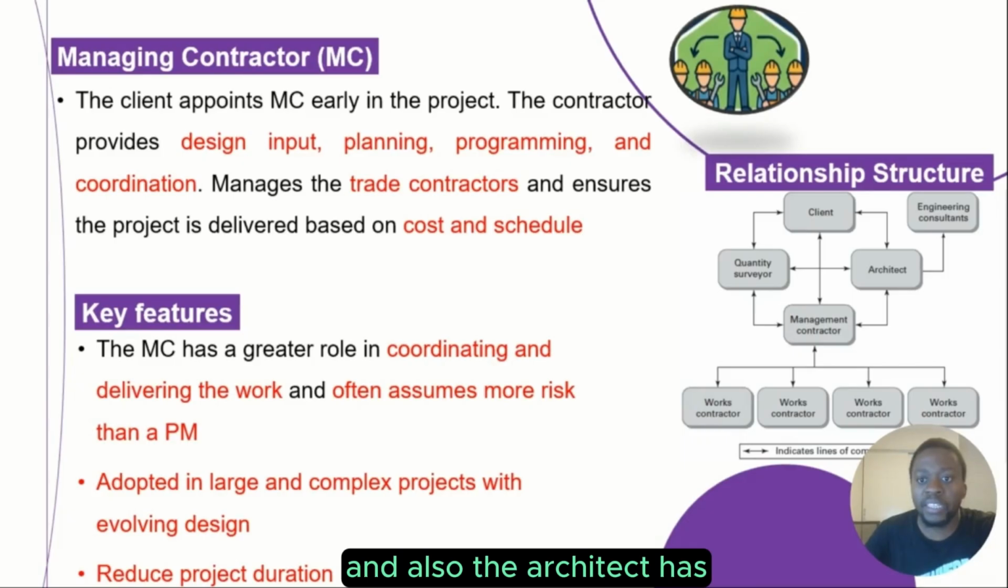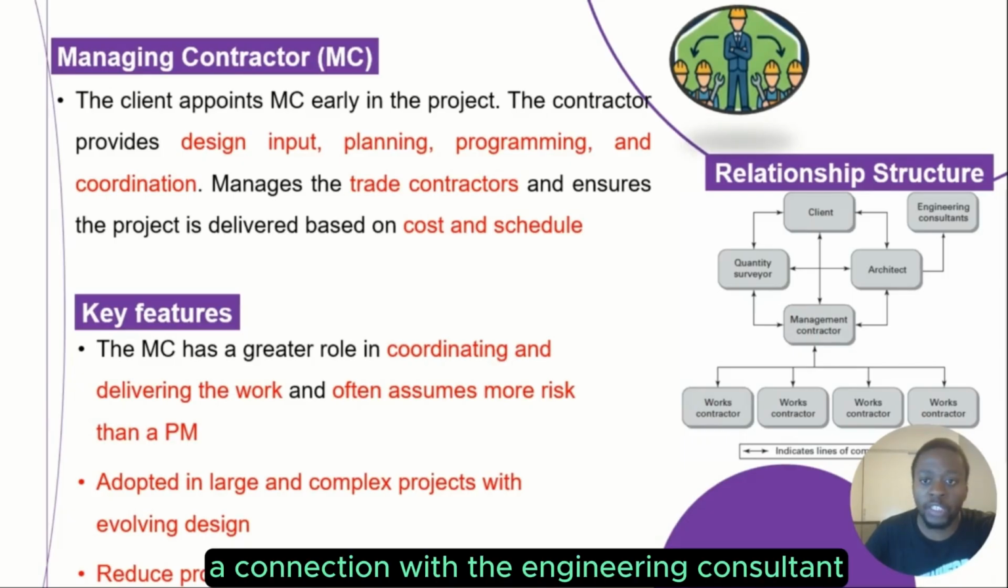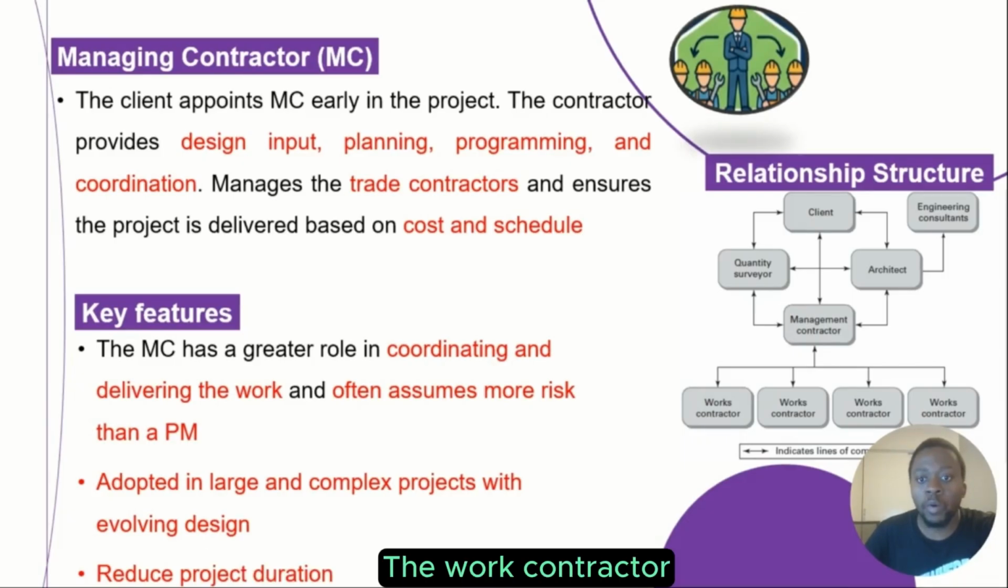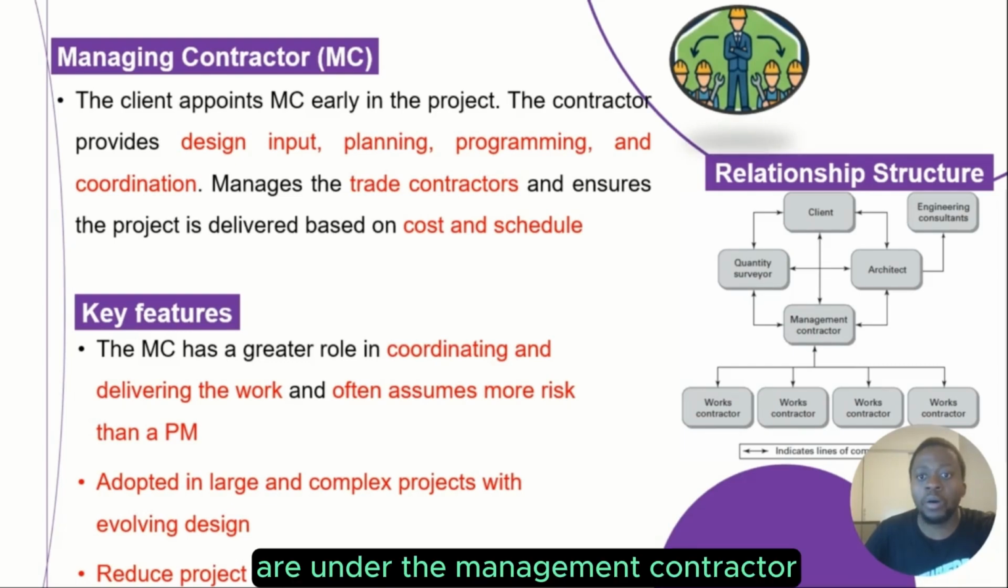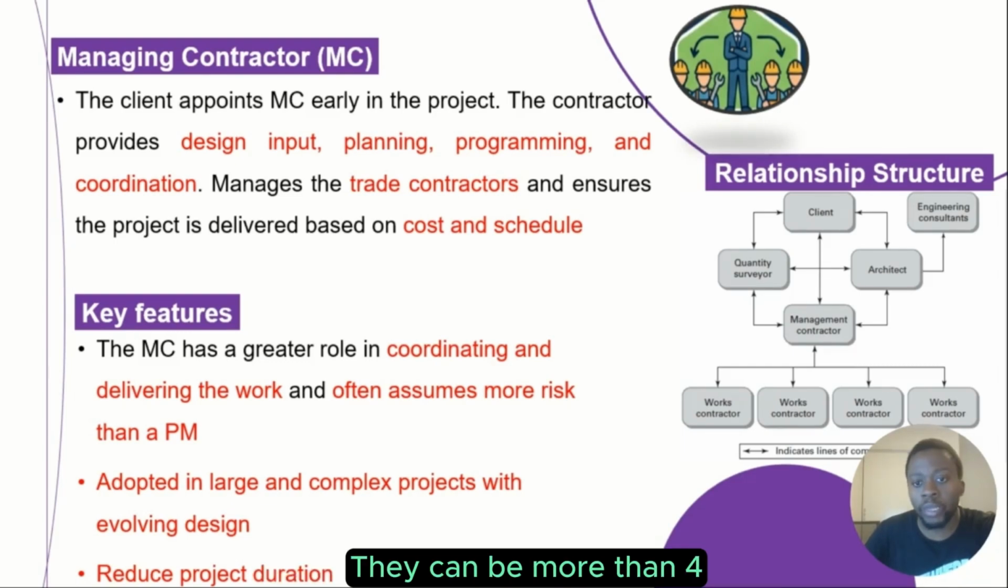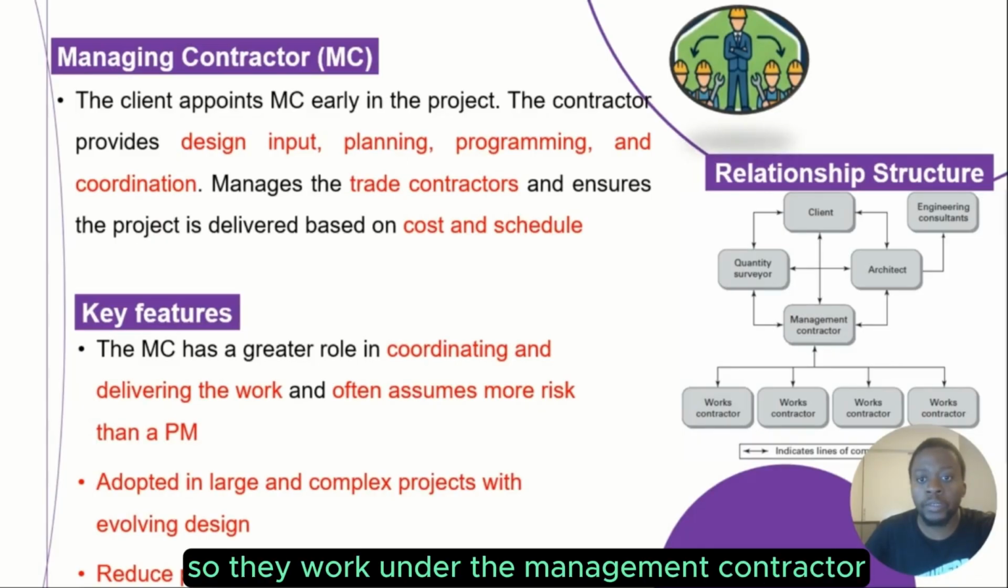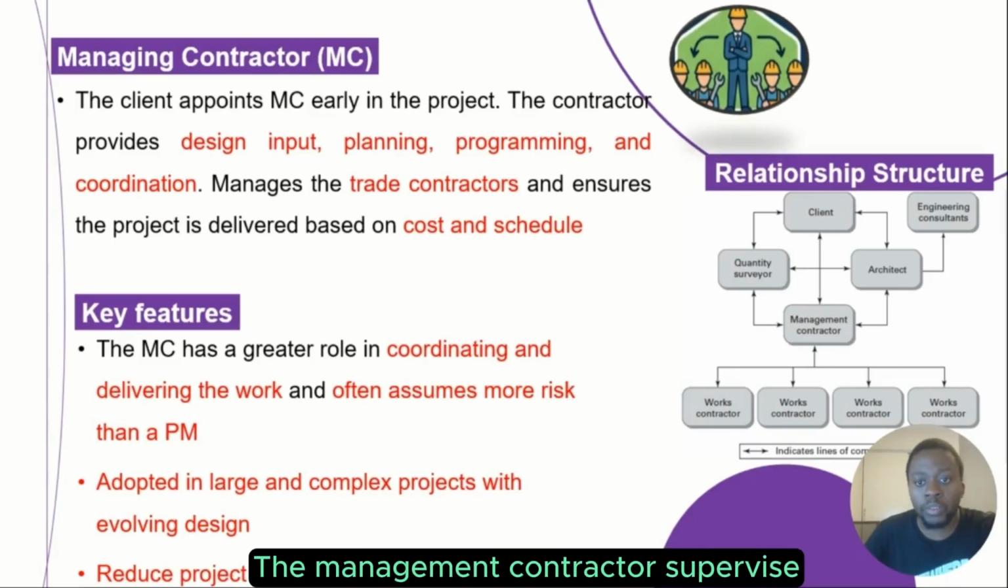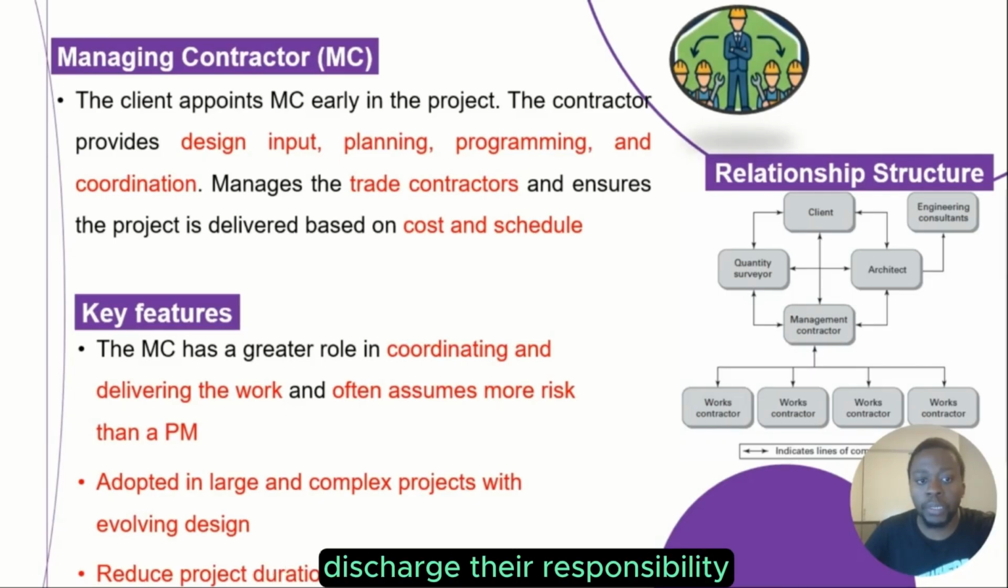And also the architect has a connection with the engineering consultant. The work contractors, which are the trade contractors, are under the management contractor. They can be more than 4. So they work under the management contractor. The management contractor supervises and ensures that every work contractor discharges their responsibility.